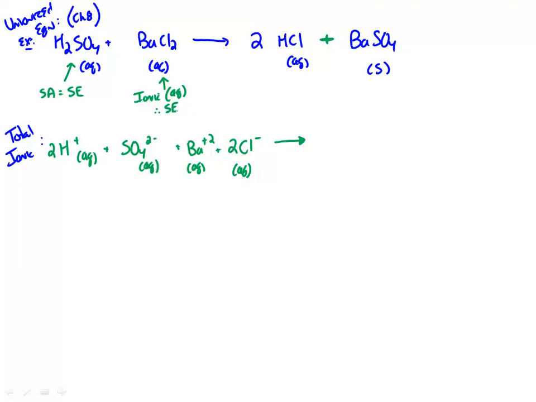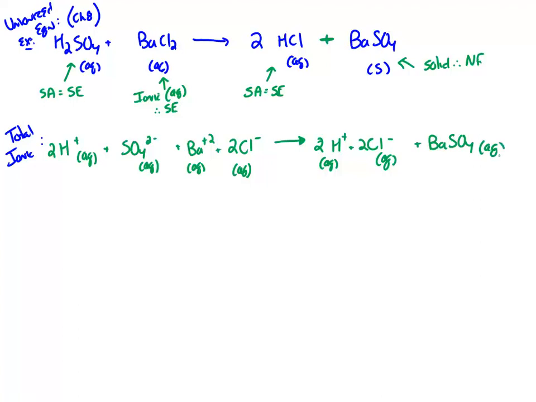What about HCl? It's a strong acid, so it's a strong electrolyte, so it breaks apart into H plus ions plus chloride ions. And then what about BaSO4? Yeah, and so we leave that.